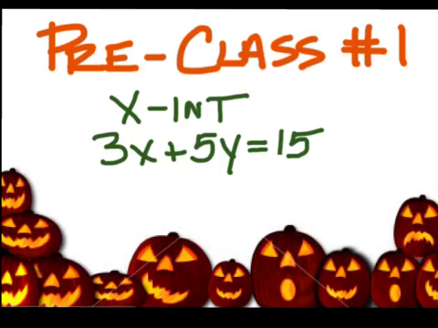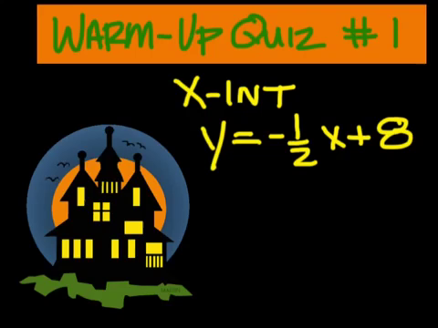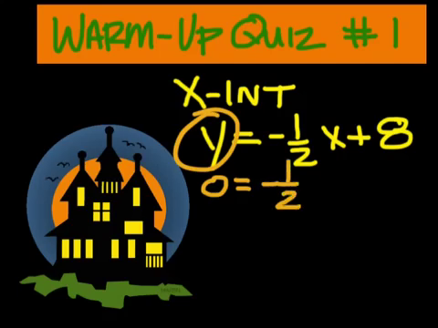Until the bell goes off. Answer on this one should be 5. If you're finding the x-intercept, you put a 0 in for y. And that's a negative sign there.